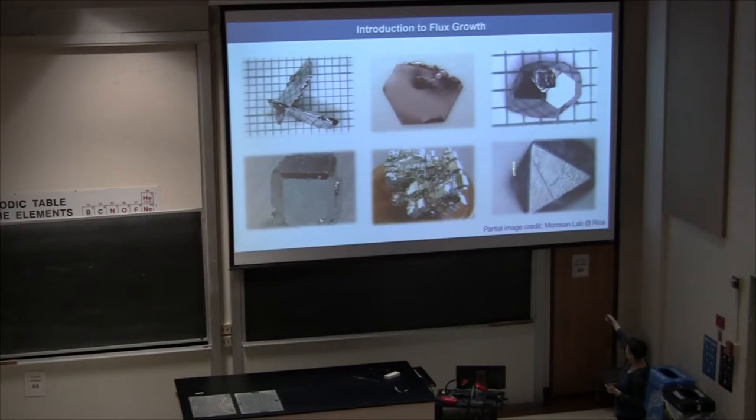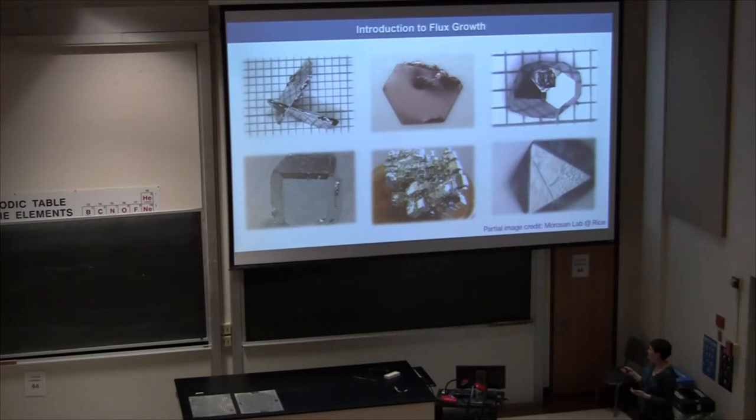Another example of that is materials that grow with this octahedral shape. So those are often cubic materials. This is zirconium zinc 2. And they have eight octahedral faces, and those are the 111 directions. There's eight equivalent 111 directions. So that's kind of one of my favorite aspects of flux growth.